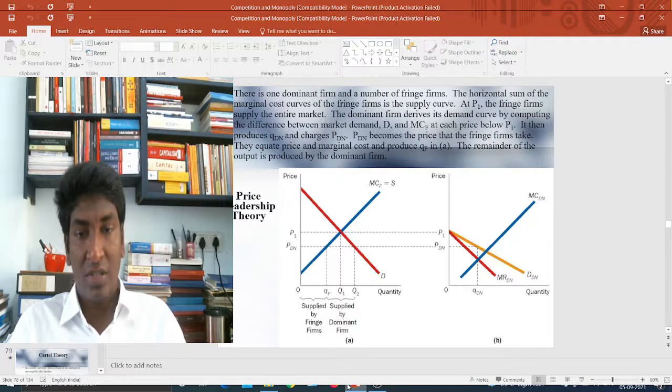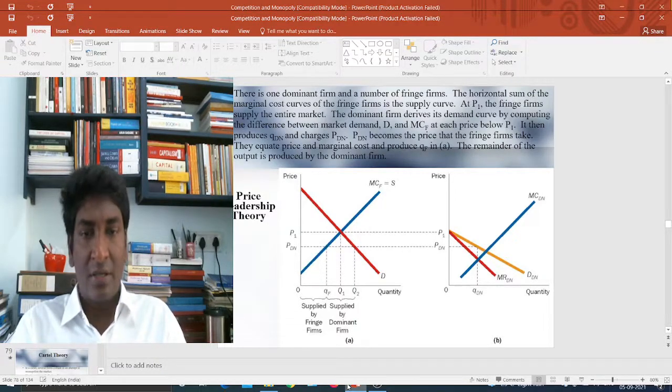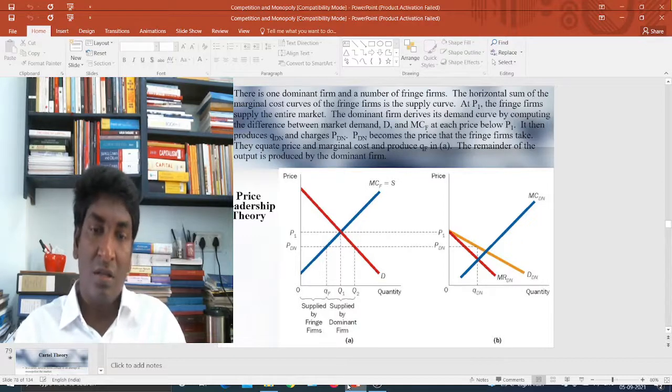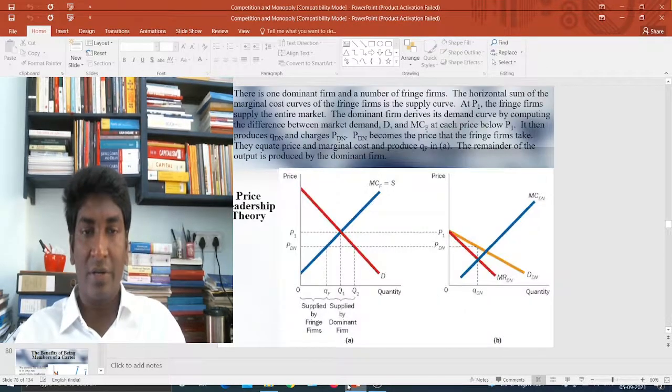All right, so this is the point being given. This is what is given in part A of this graph, and the remainder of the output is produced by the dominant firm in that sense. So the dominant firm's price is always less, but there is a given price which is actually being set high. So there is a quantity of all the small firms, as well as a quantity of the dominant firm. So this is the price leadership model, right?